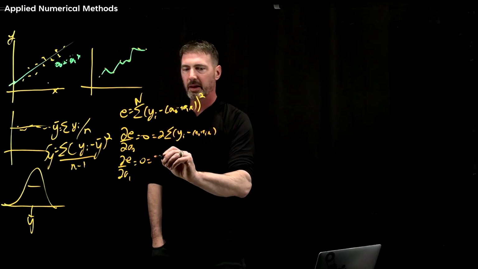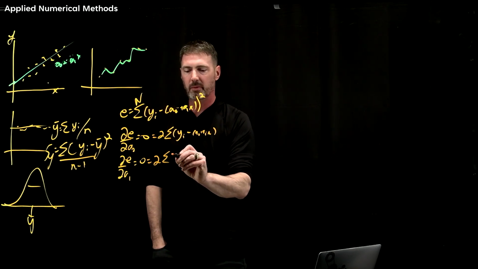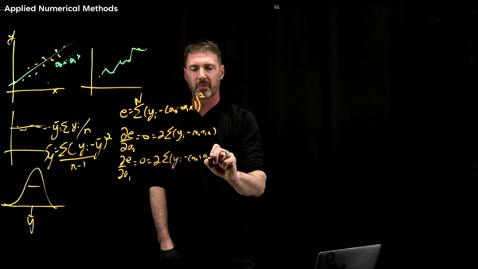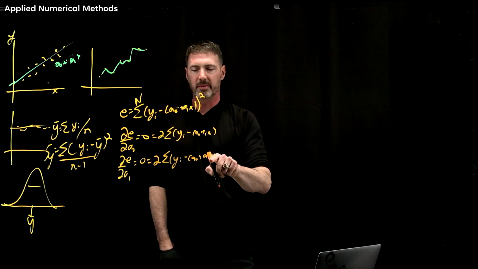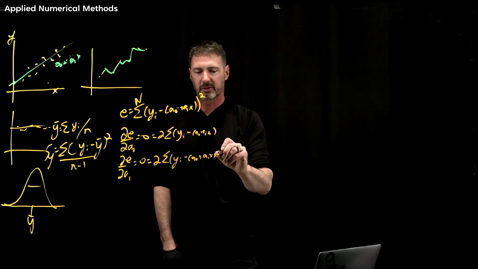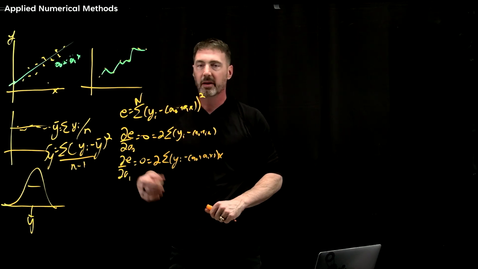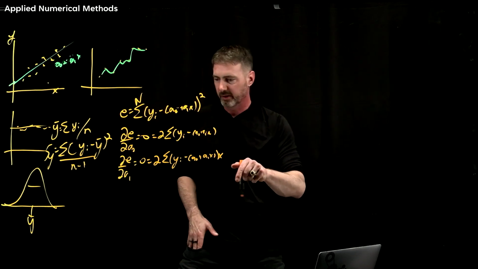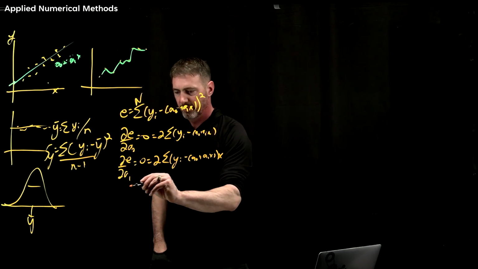And then here, same thing, the 2 comes down, sum yi. So the same format here, a0 plus a1x, but then this time it's a derivative of that, so you get an extra x in front of it.